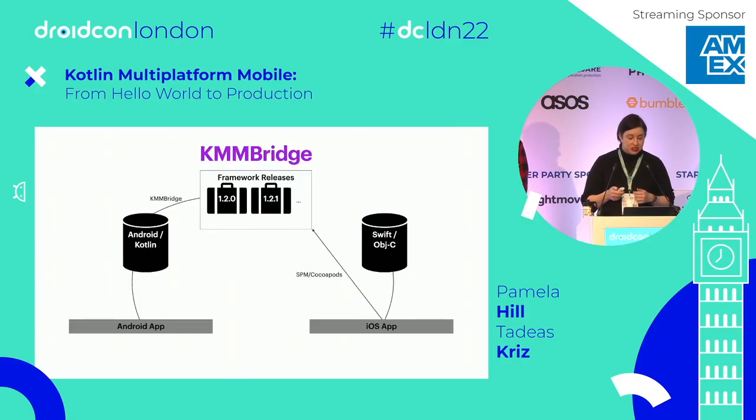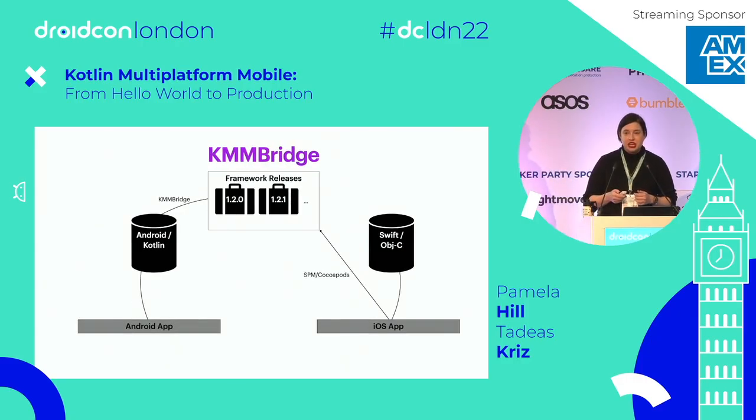Something I want to mention is a new tool from TouchLab, where Tadeas is from. So if your iOS teammates are kind of hesitant about using multi-platform mobile, it provides a way for your Android developers to write the shared code and then distribute it using either Swift Package Manager or CocoaPods to the iOS team without the iOS team ever having to touch Gradle or Kotlin. It's brand new and it's worth checking out. It would really work well for the brownfield setups that we just had a look at.